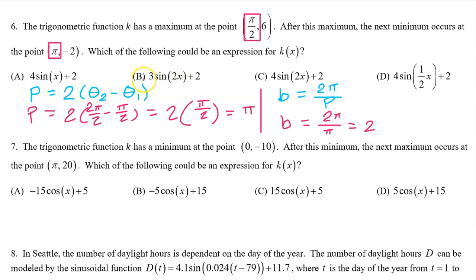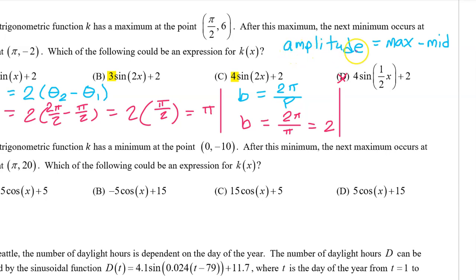So options B and C both have a b value of 2, but options A and D do not. So we can eliminate those options. We notice that options B and C have different amplitudes. So let's calculate the amplitude based on what we know and see which one of these is correct.